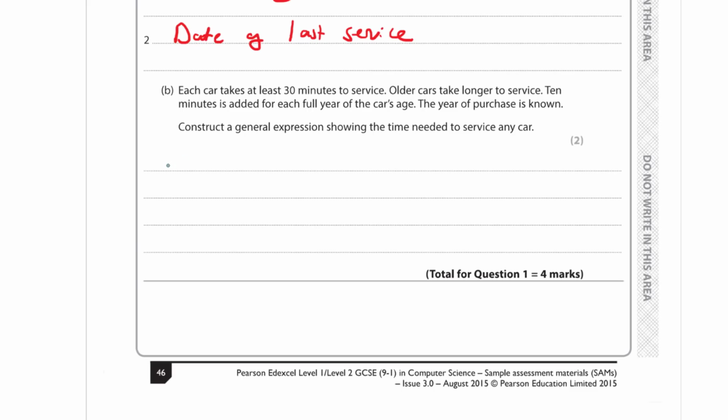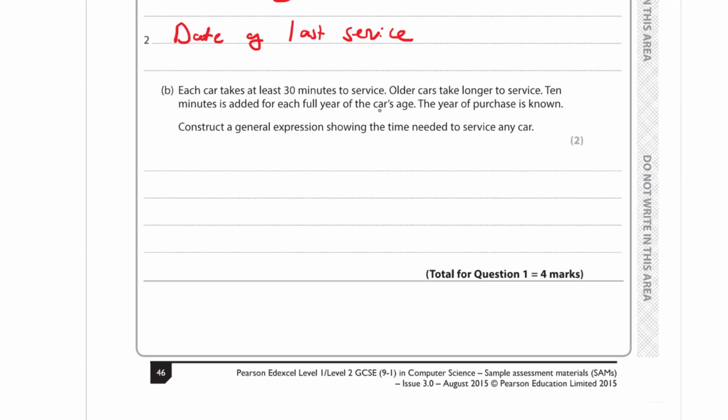And each car takes at least 30 minutes to service. Older cars take longer to service. 10 minutes is added for each full year of the car's age. So the year of purchase is known, so that's going to be another variable. And we're going to construct a general expression showing the time you need to service any car. By general expression, it just means an algebraic expression. It's not like a Boolean expression or anything like that, it's just a normal expression. So it's only 2 marks.